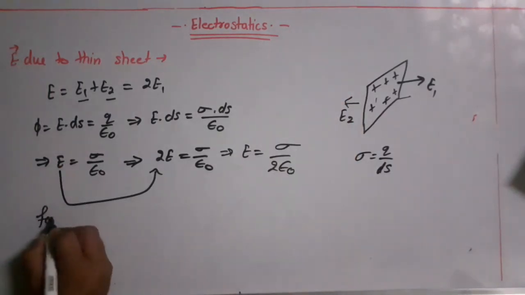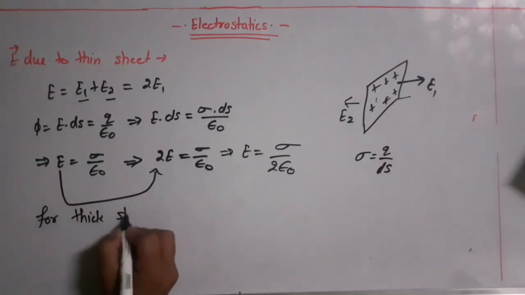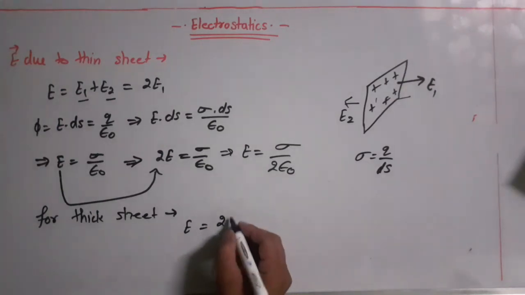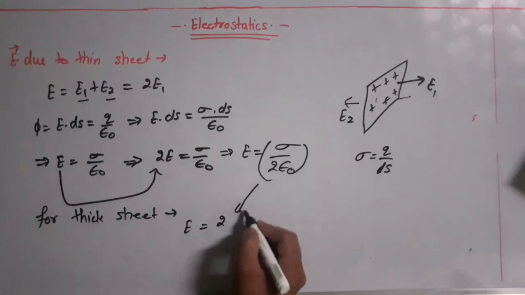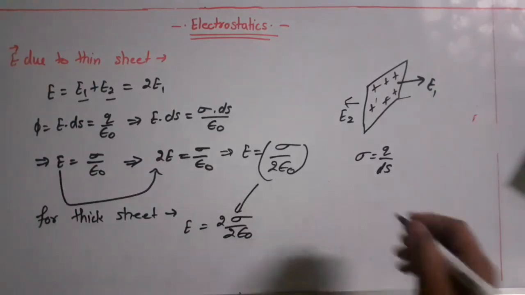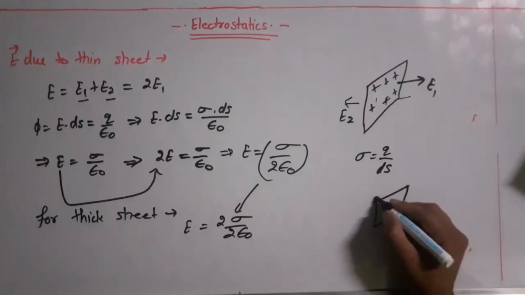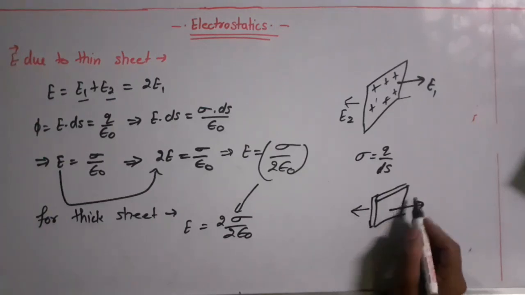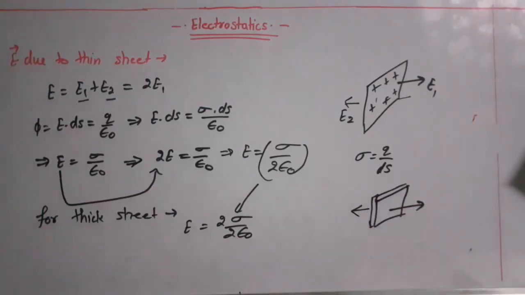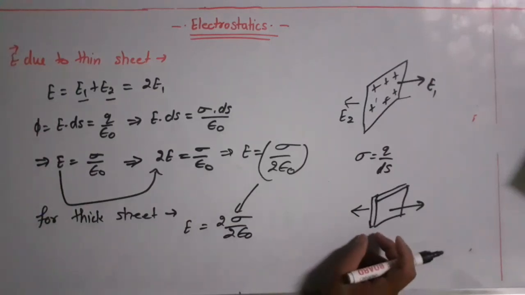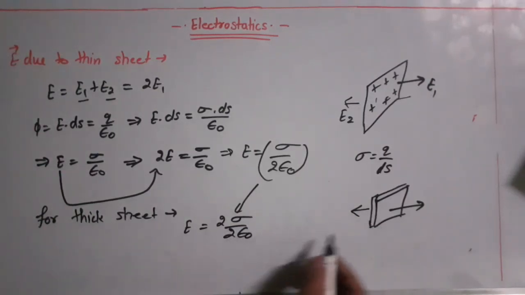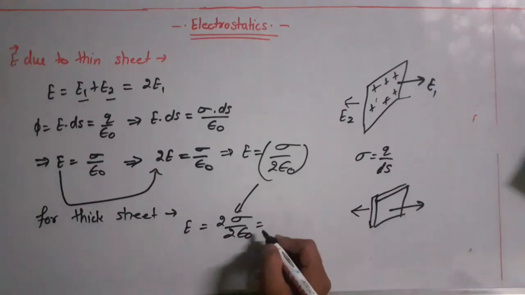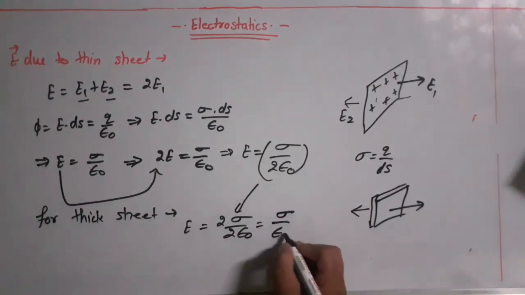And for a thick sheet, if this sheet is thick, we will get 2 times. So what is 2 times of this quantity? Because the sheet is thick, we have 2 surfaces, one and one behind it. One electric field is due to the front face and one is due to the back face, or we can say that this thick sheet is built up of a number of thin sheets. So if we assume it as this, we will get 2 times the electric field due to a thin sheet. So this will become sigma by epsilon naught.